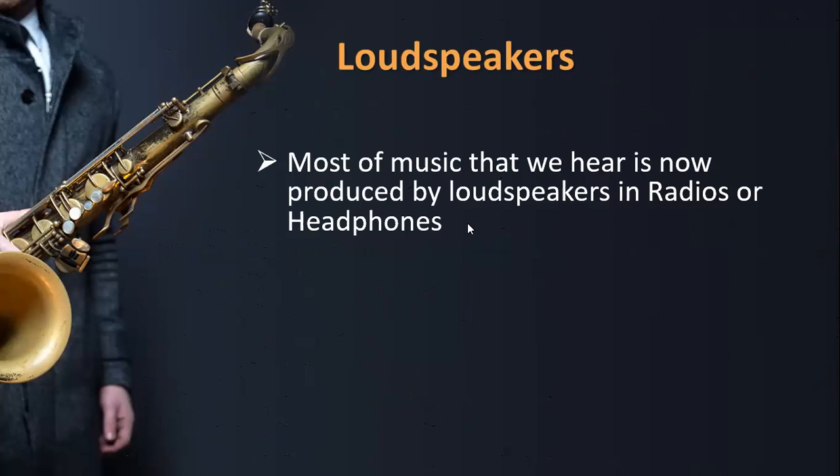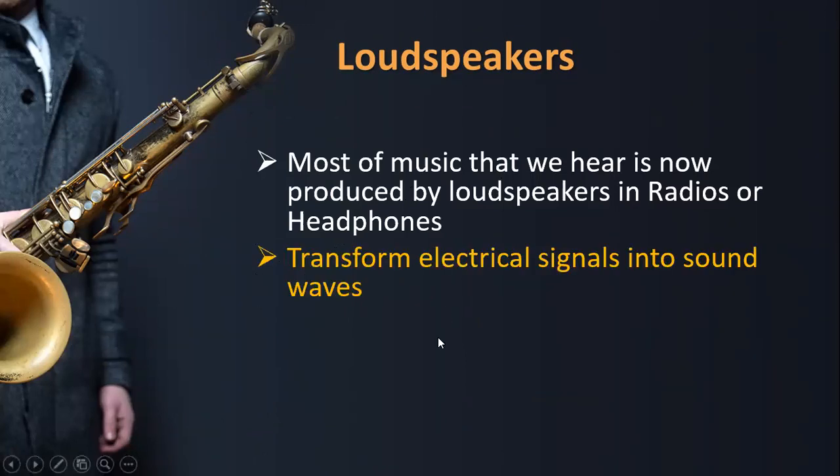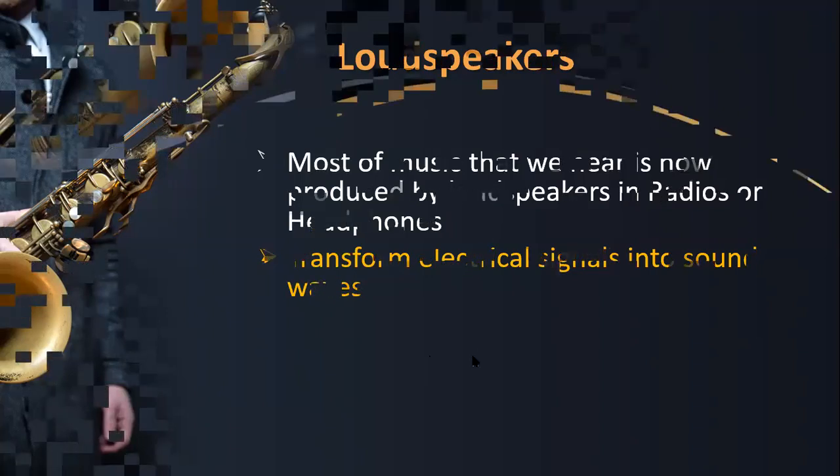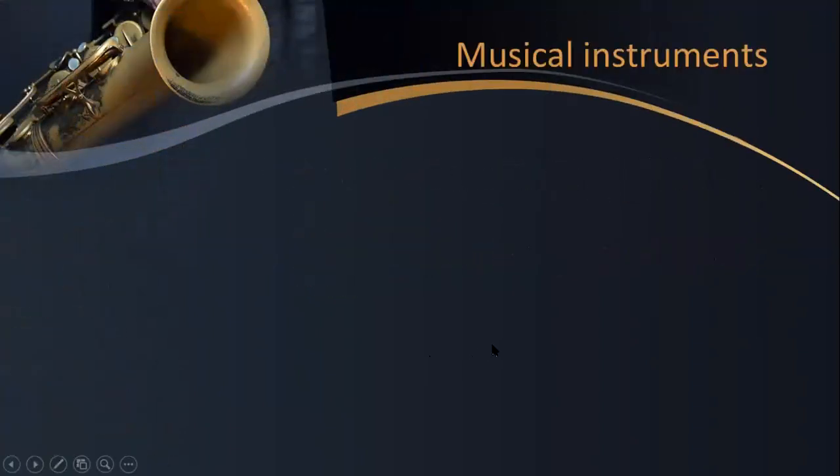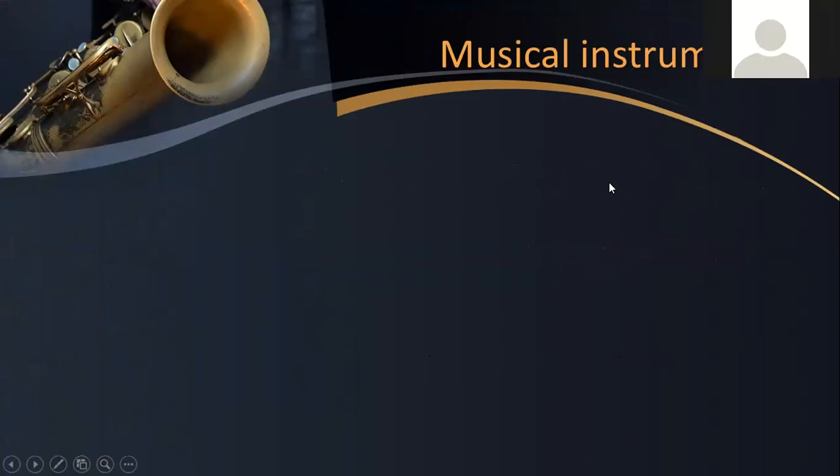So most of the music that we hear is now produced by loudspeakers in radios and headphones. Loudspeakers can transform electrical signal or electric energy into sound waves. Okay? Here we have musical instruments.